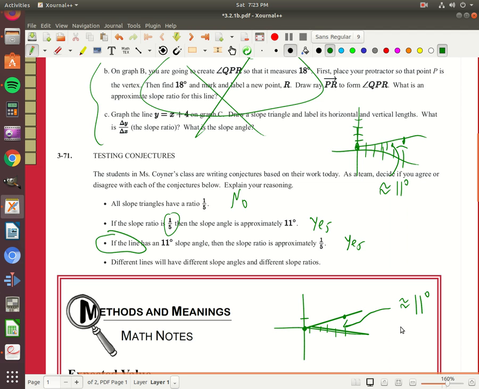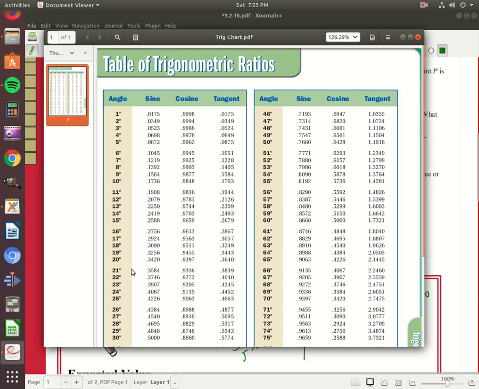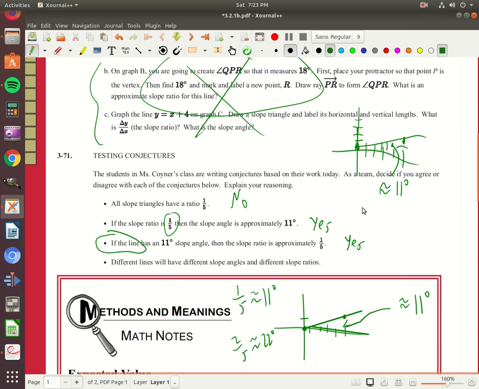And that's one of the things that trig tells us: if you have a ratio of 1 to 5, it's about 11 degrees. If you have a ratio that's 2 to 5, it's about 22 degrees. And different angles have different ratios, but they're always the same ratio. So it's just a matter of figuring out what ratio goes with what angle, and then we can do trig.